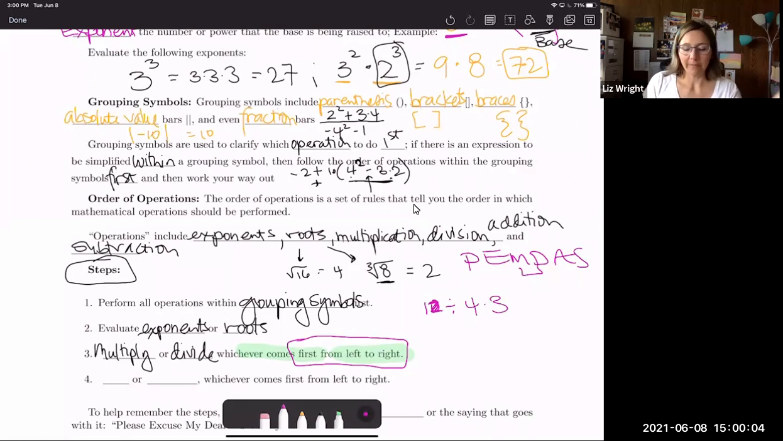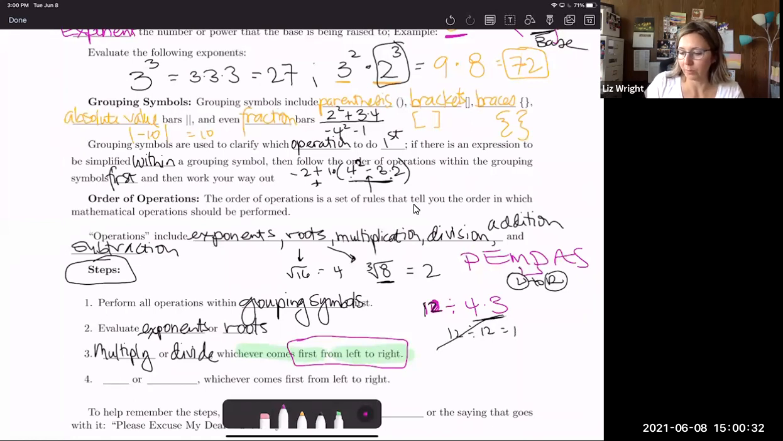Oftentimes, in this very example, people will go, oh, I'm going to do 4 times 3 because I multiply first and then I divide because the M comes first. That's not true. You go from left to right in the expression. So let's say we did it wrong. This is the wrong way to do it. We would do 12 divided by 12, and that gives me 1. Okay, that's wrong. We're not going to do it that way.